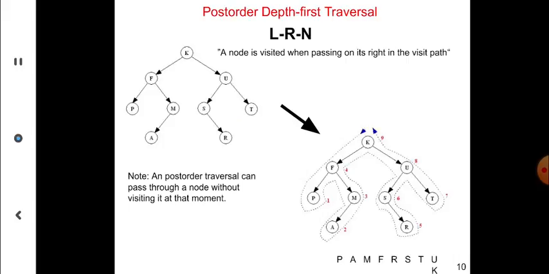Then again you're going to right, T, then you're going to U, and then finally K. So where did you start? You start at left, P, and where did you end? You end at K, which is the node. So left, right, node. Remember one thing: every time you traverse, you consider the subtree. All right.